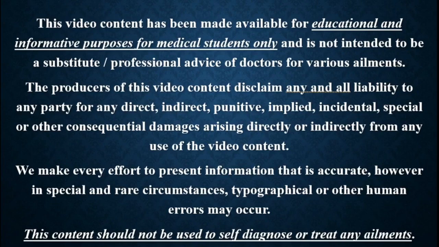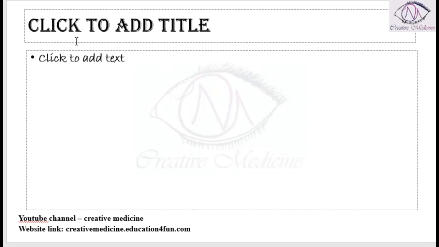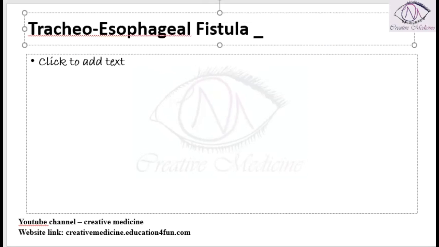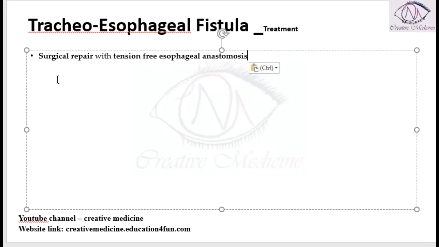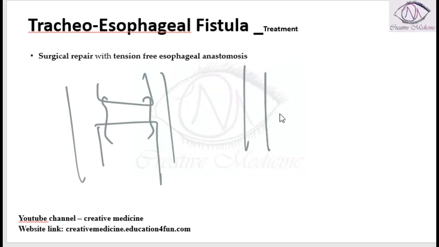In this lecture, we will learn how you are going to treat the patient with tracheoesophageal fistula. So, treatment is obviously surgical repair. You should remove the fistula and do a tension-free esophageal anastomosis. If this is the tracheoesophageal fistula, you should remove it and then do a tension-free esophageal anastomosis in the patient. So that is the surgical treatment of tracheoesophageal fistula.